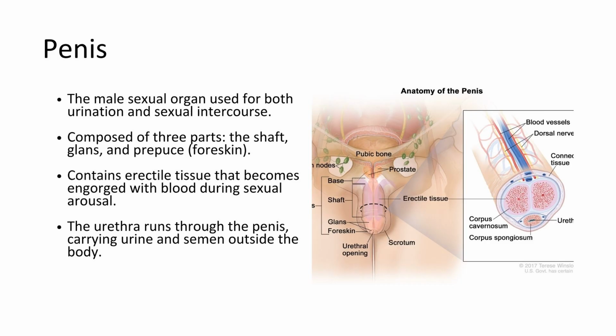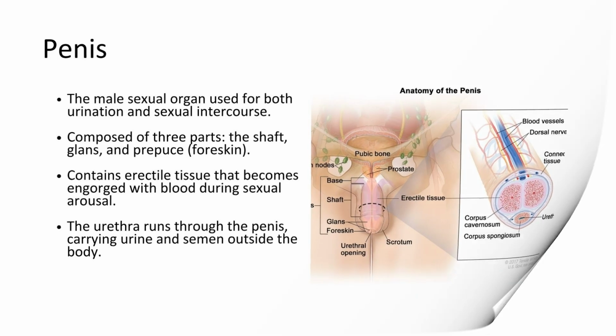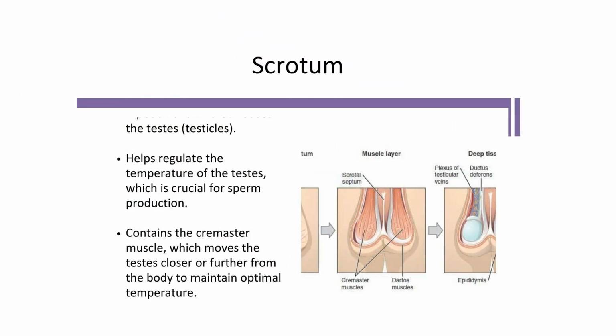Circumcision. This is the surgical removal of the foreskin, the fold of skin that covers the glans penis. Some males undergo circumcision for religious, cultural, or medical reasons. Circumcision can reduce the risk of infections and some sexual health issues, though it is a personal choice. Second, scrotum. The scrotum is a sac of skin that holds and protects the testicles. It is located behind the penis and serves several important functions related to male fertility and sexual function.